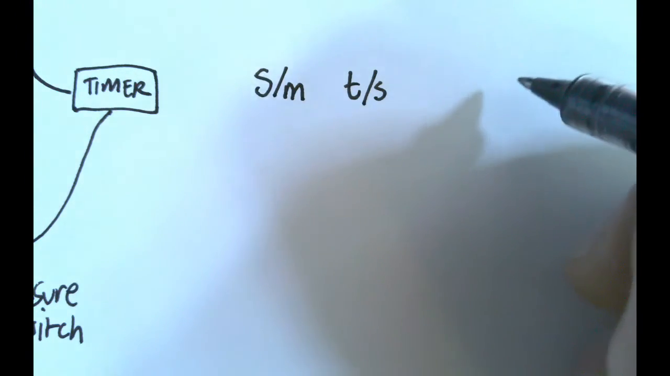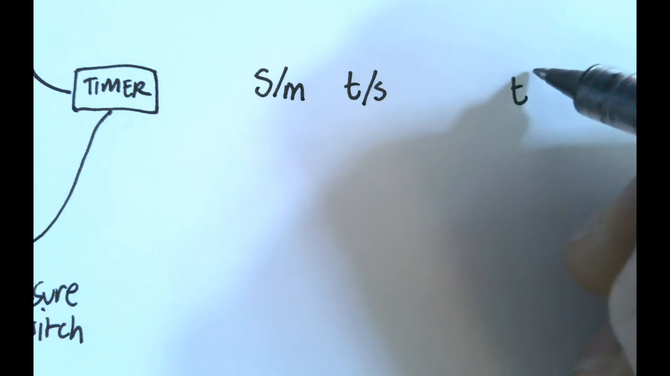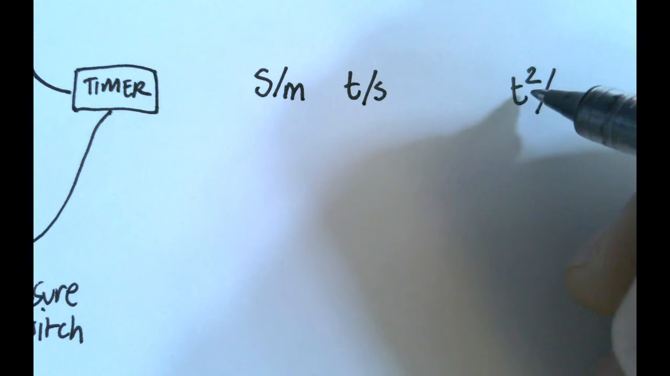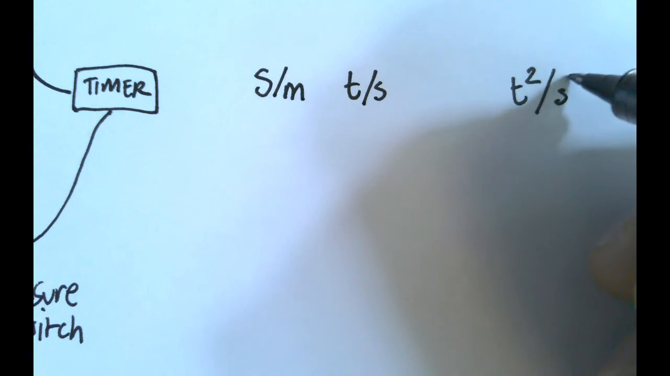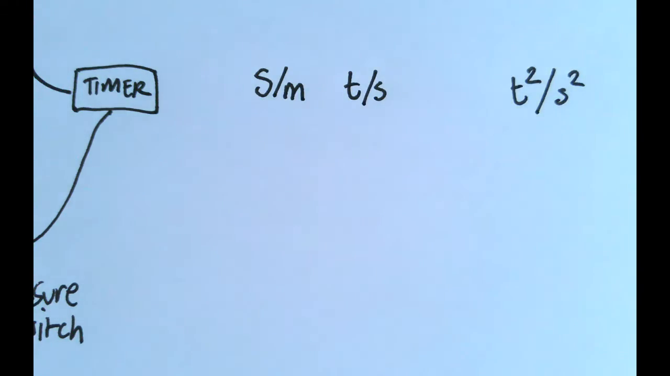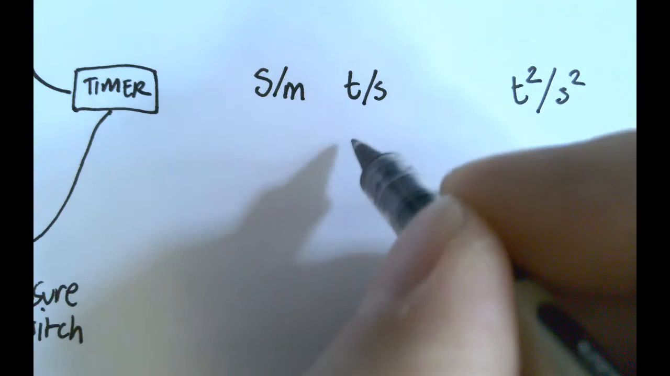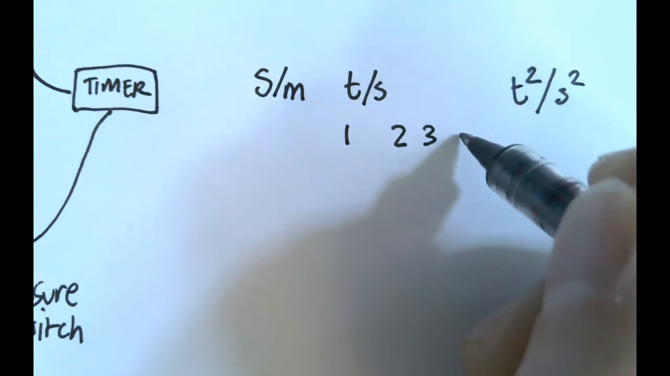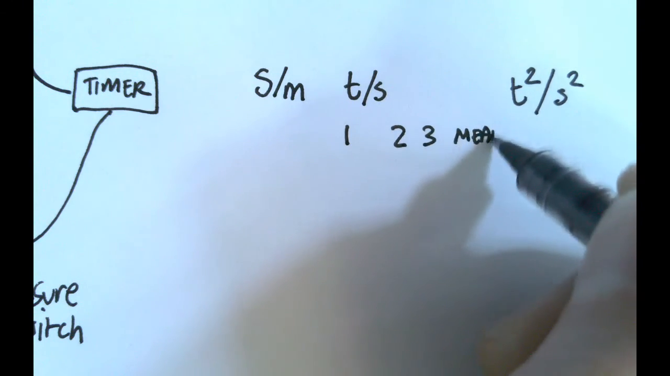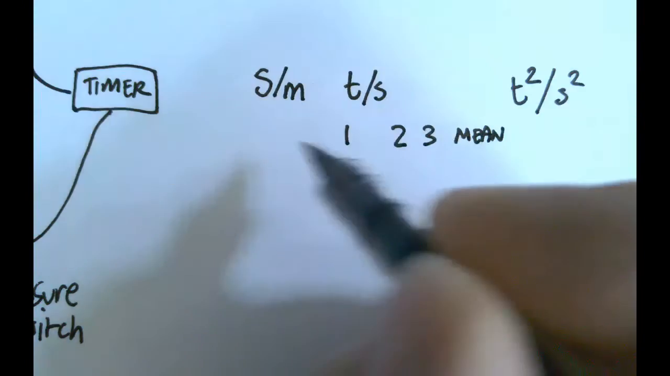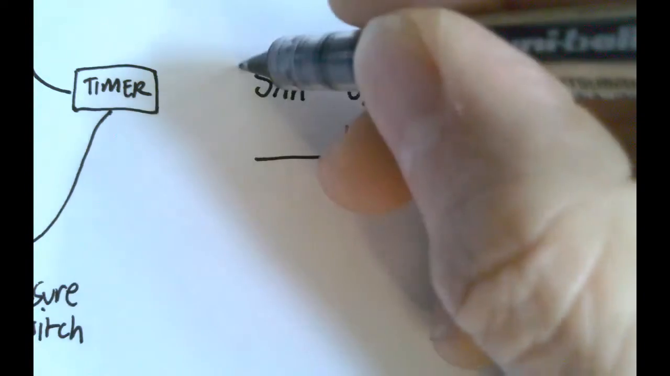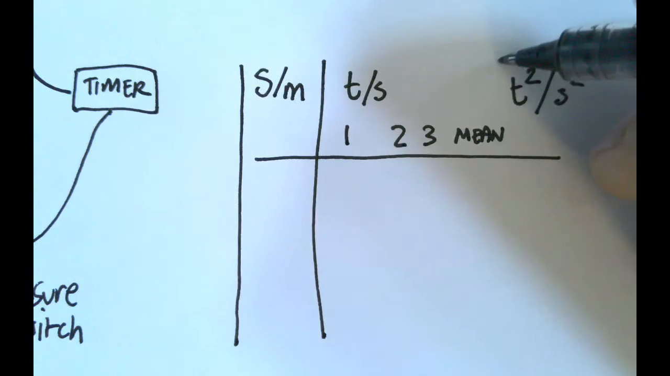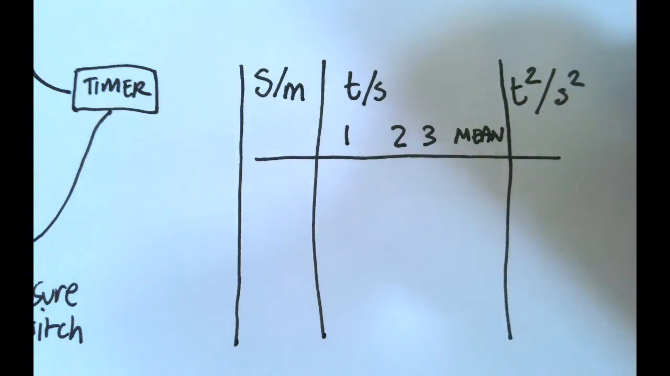And then I'm going to process that, and I'm going to have t squared, but I've got to remember that if I've squared time, the units are going to be in seconds squared. And then I might go 1, 2, 3, and a mean. And then I can box my table out. And I've done this for a reason, because I just wanted to show you a couple of bits about this where you could go wrong.